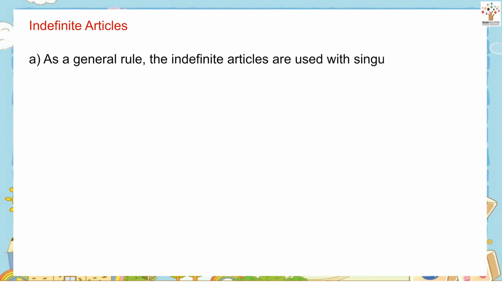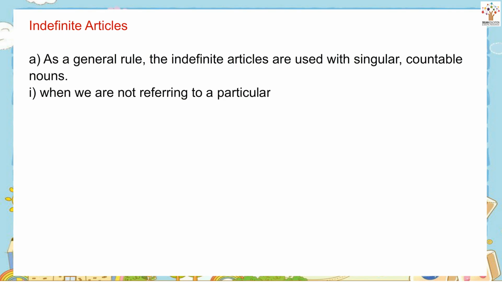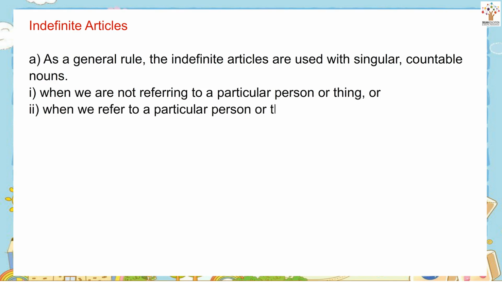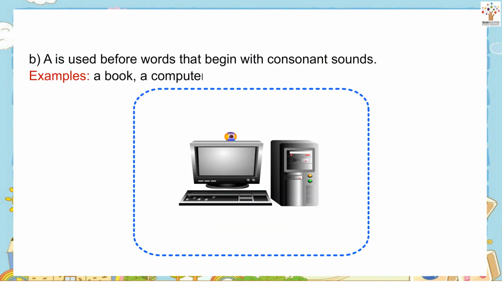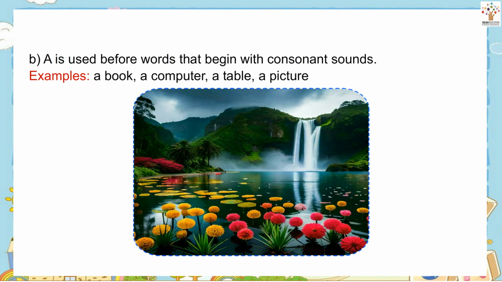Indefinite articles. As a general rule, the indefinite articles are used with singular, countable nouns, when we are not referring to a particular person or thing, or when we refer to a particular person or thing for the first time. A is used before words that begin with consonant sounds. Examples: a book, a computer, a table, a picture.